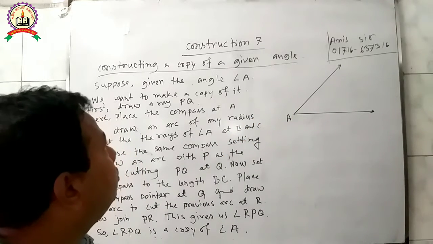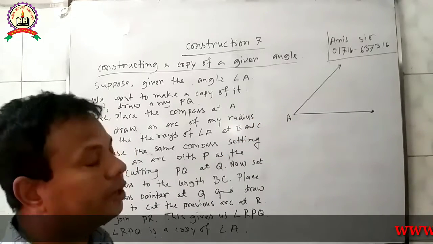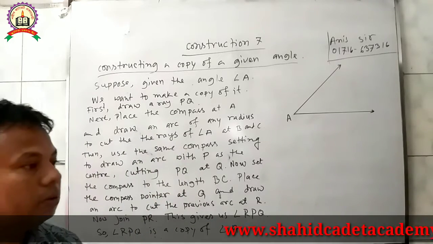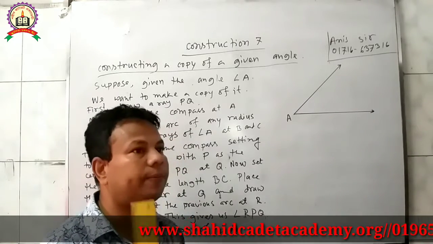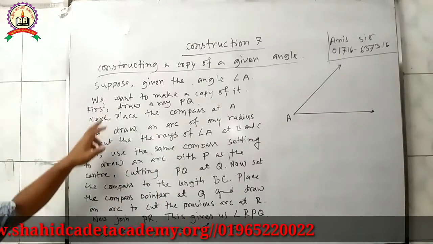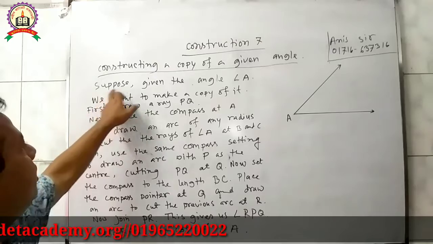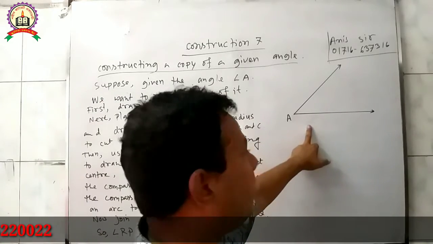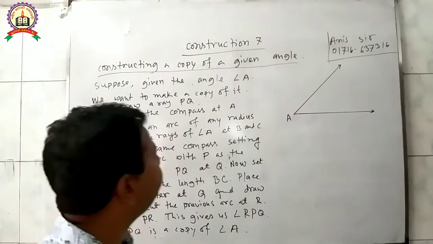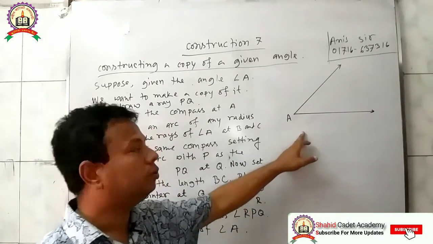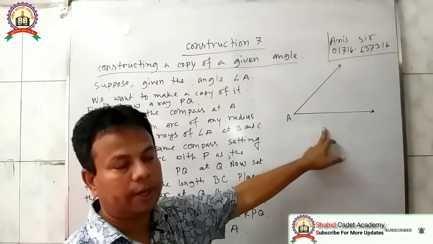Now we have to make a copy of a given angle. An angle is given, so we have to copy it. Suppose the given angle is angle A. Here you can see an angle and it is angle A. So we have to make a copy of this angle.